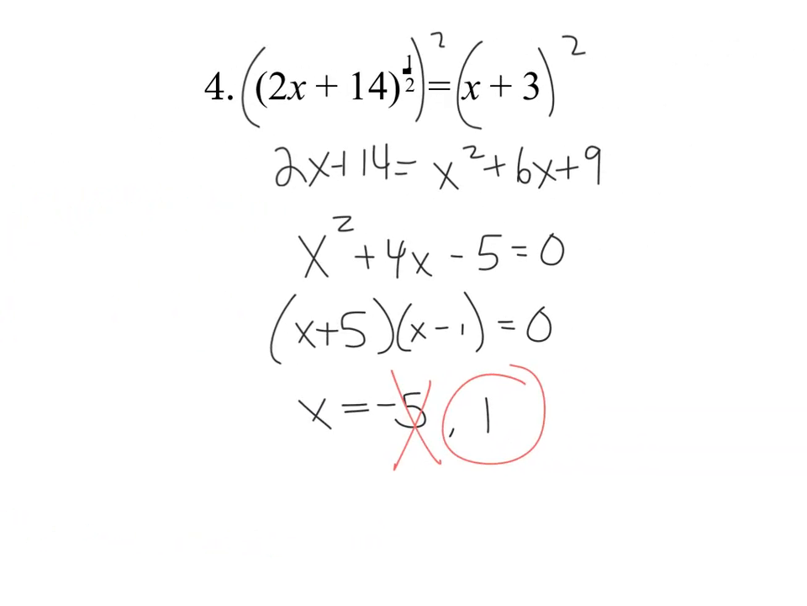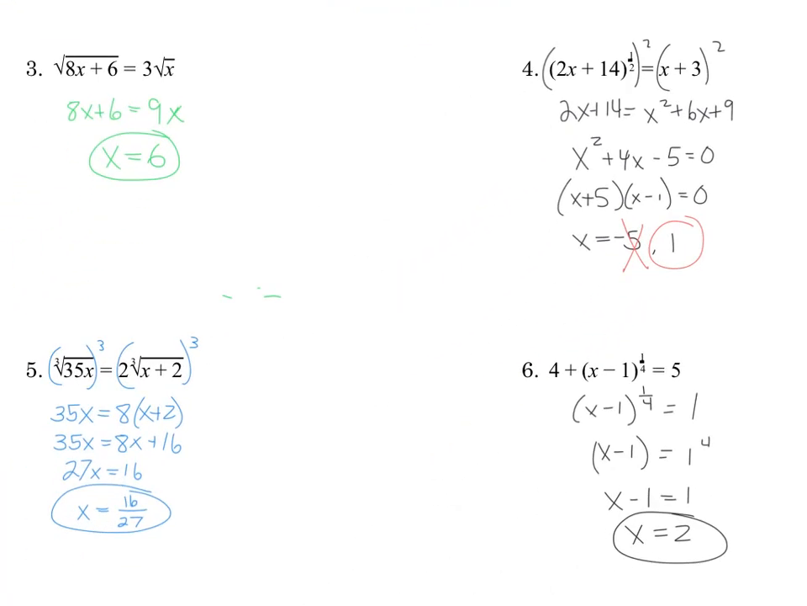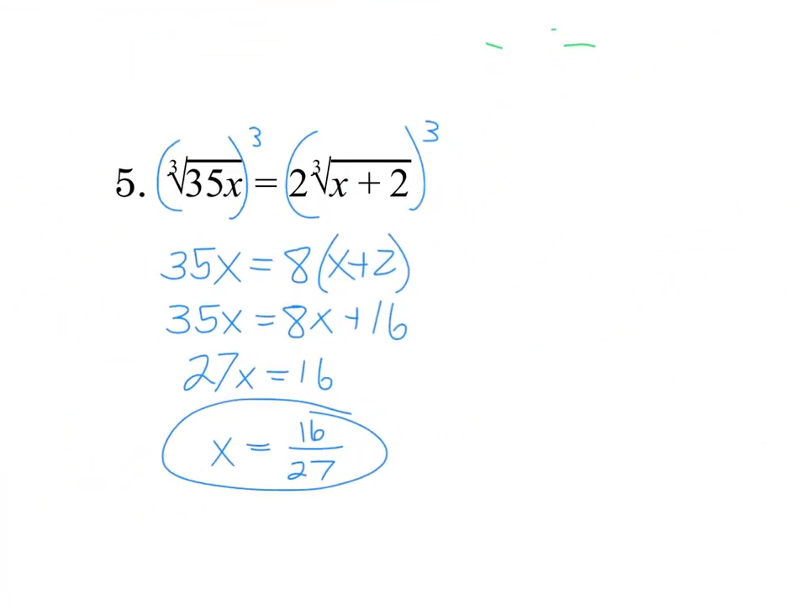For number 4, I squared both sides, solved the quadratic, and found that my two potential solutions were -5 and 1. But when I tested -5, it was extraneous, meaning 1 is the only legitimate answer. On number 5, I cubed both sides and simplified. Don't be scared of a fraction answer. I ended up with 16 over 27.